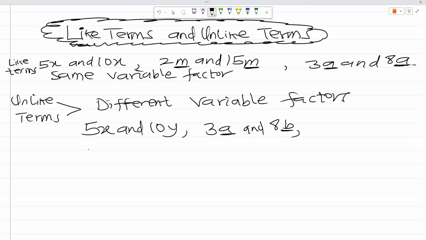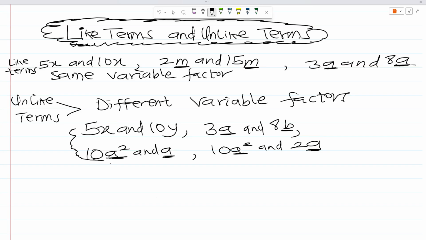And again, if I have 10a squared and a, I want you to think about it. Is a squared the same as a? Nope, they are not the same. So they don't have the same variable factors. So these are unlike terms. Even if I have 10a squared and 2a, they don't have the same variable factors. So they are not like terms. These are unlike terms. So these are some of the examples of unlike terms.